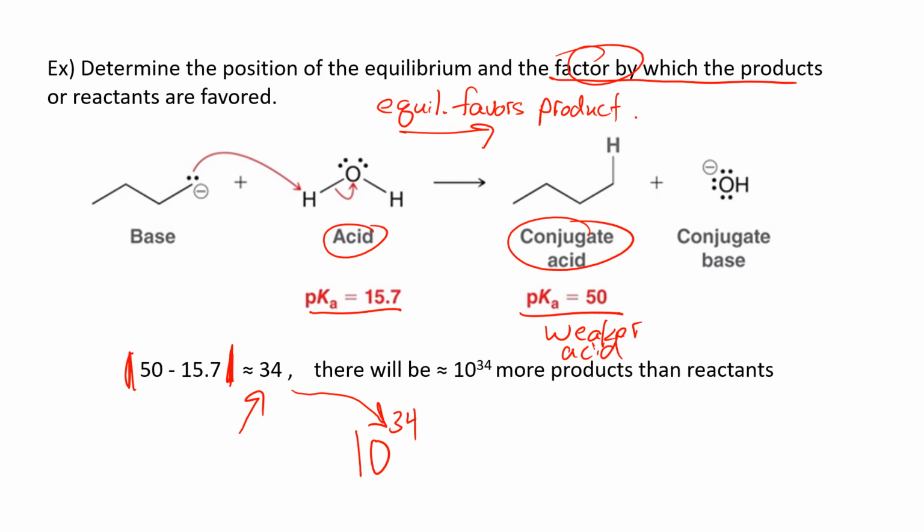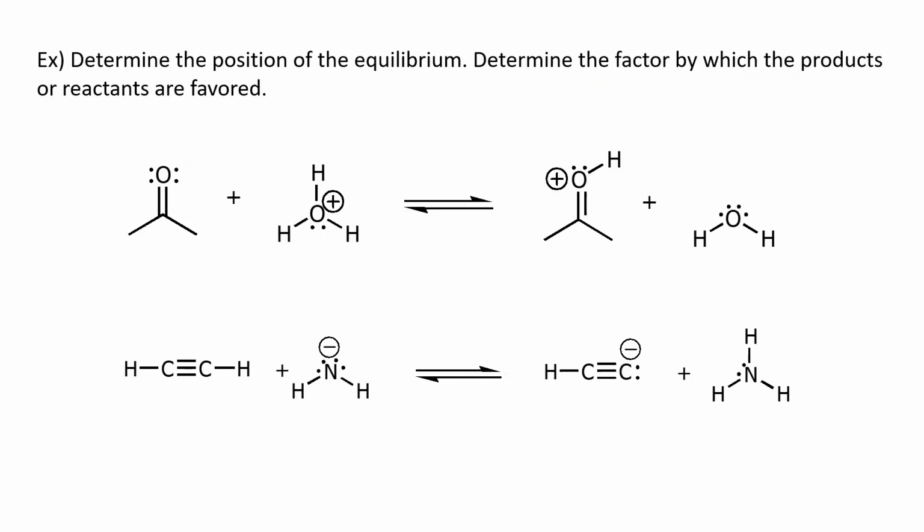10 to the 34th. So there are 10 to the 34th more products than reactants. That's the factor by which the products are favored, or the factor at which the products are favored over the reactants. All right, give this one a shot on your own. When you come back, I'll show you the answer.